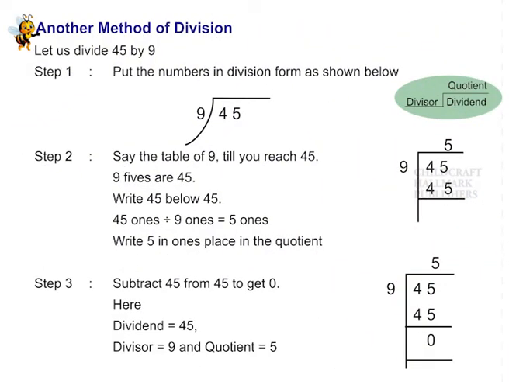Another method of division. Let's divide 45 by 9. Step 1. Put the numbers in division form as shown below. Step 2. Say the table of 9 till you reach 45. 9 fives are 45. Write 45 below 45. 45 ones divided by 9 ones is equal to 5 ones. Write 5 in ones place in the quotient. Step 3. Subtract 45 from 45 to get 0. Here, dividend is equal to 45. Divisor is equal to 9 and quotient is equal to 5.